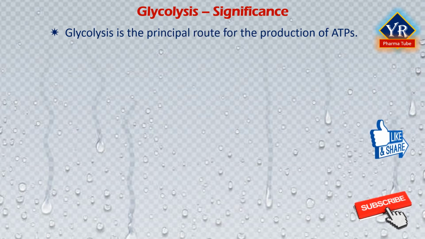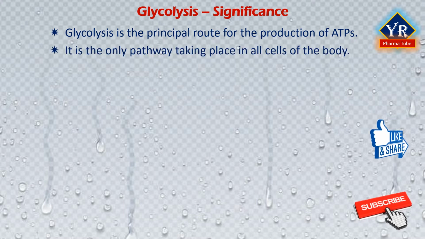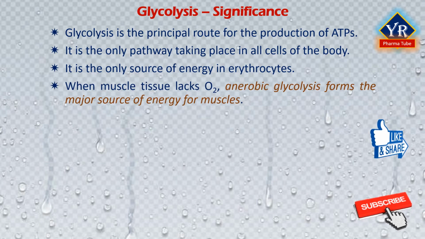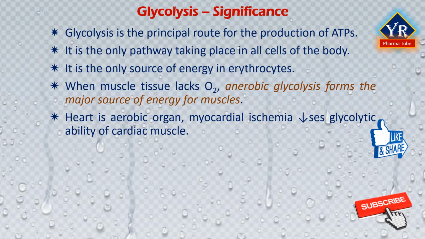Glycolysis is the principal route for glucose metabolism for the production of ATP molecules. Glycolysis is the only pathway that takes place in all the cells of the body and provides energy to the cells. It is the only source of energy in erythrocytes. In strenuous exercise, when muscle tissue does not contain enough oxygen, anaerobic glycolysis forms the major source of energy for muscles. Since heart is mainly an aerobic organ, myocardial ischemia decreases glycolytic ability of cardiac muscle. As a result, energy or ATP production in heart is affected.